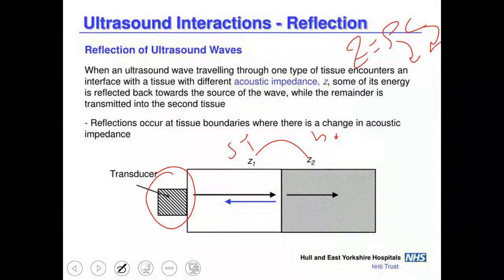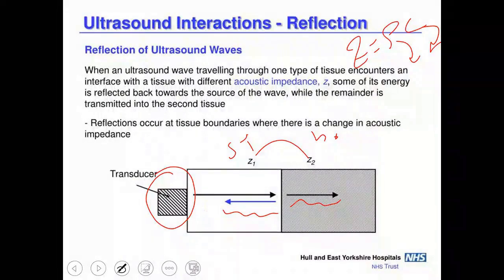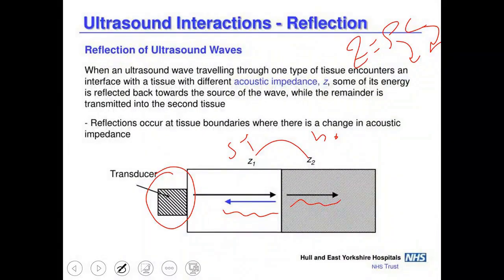This even affects us in terms of artifacts like acoustic shadowing and acoustic enhancement in relation to the context of intensity and reflection. For instance, if you have a stone in the skin, you might find that the signal passing through that stone is very low, and consequently the signal that represents anything behind the stone will be weak.